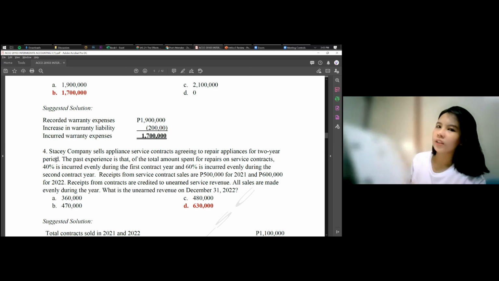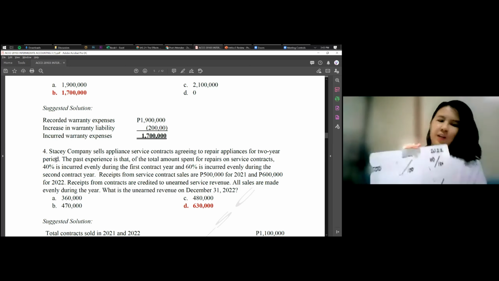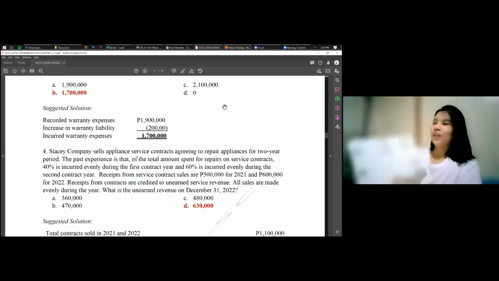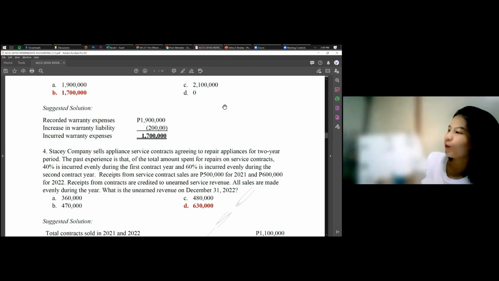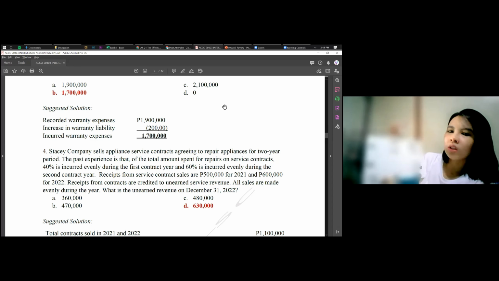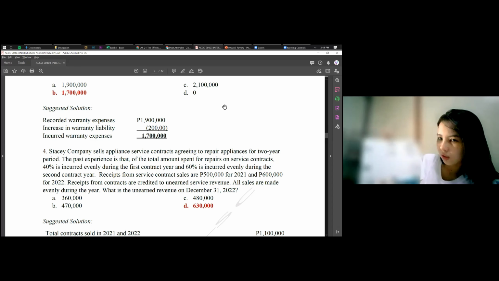So these are the boxes. Let me check if you can see my mini board. The first sale is 500,000 for 2021. This is half of the box, meaning 500,000 times 40% times 1/2. So that's 100,000, and that will be the only adjustment that you'll have for 2021.